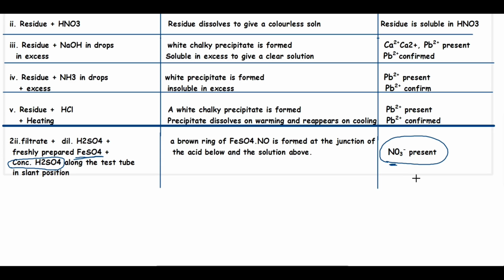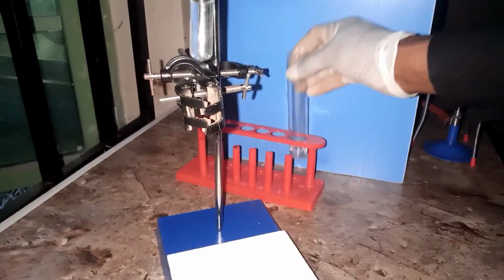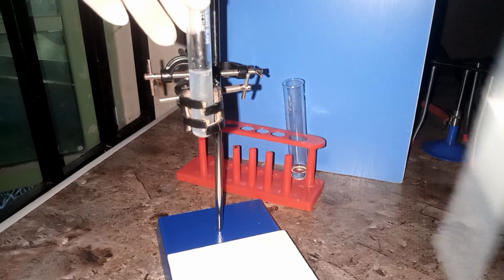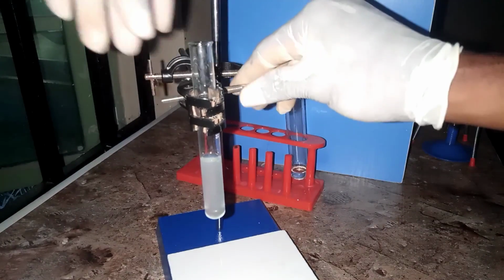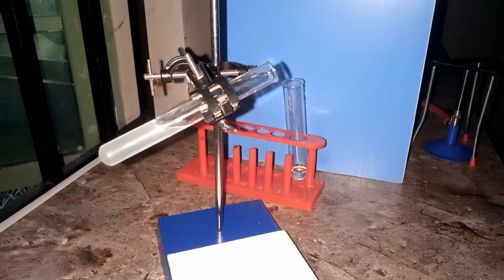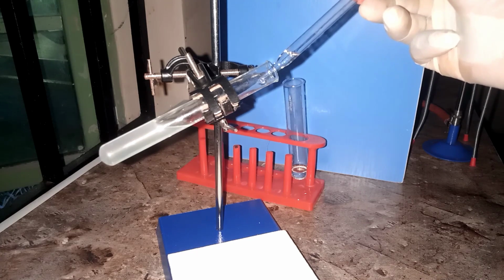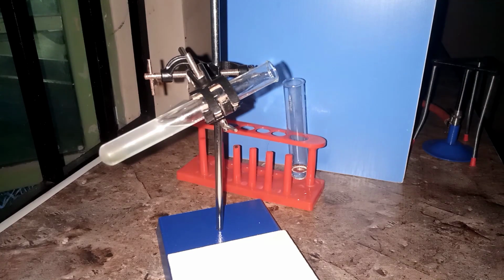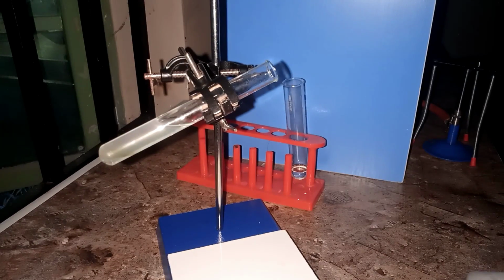All right, so here's the practical demonstration for this step. All right, so these are our filtrate. We'll add our filtrate into the test tube, and then we'll add the freshly prepared iron(II) sulfate to it, and then we tilt the test tube in a slant position and add the concentrated sulfuric acid, take note of that, in drops. So when you do this, you need to be very careful with this. All right, you add it in drops, and then you allow it some time for the brown ring to form.